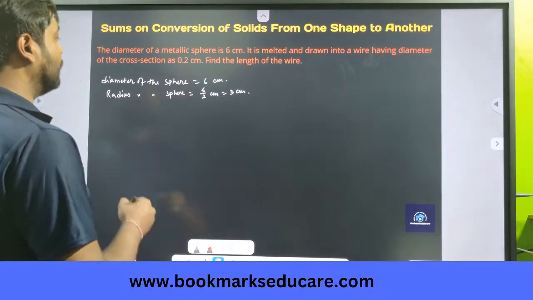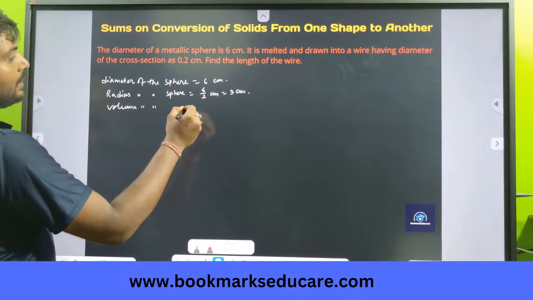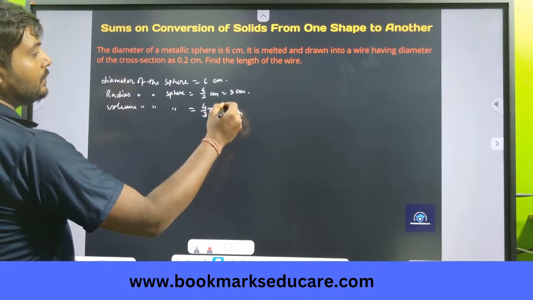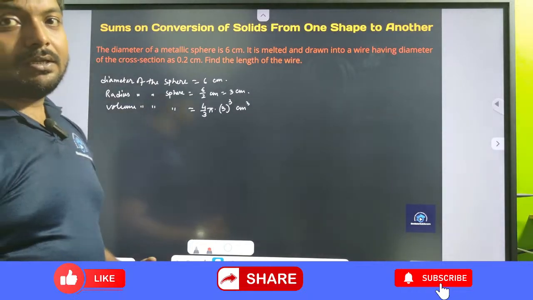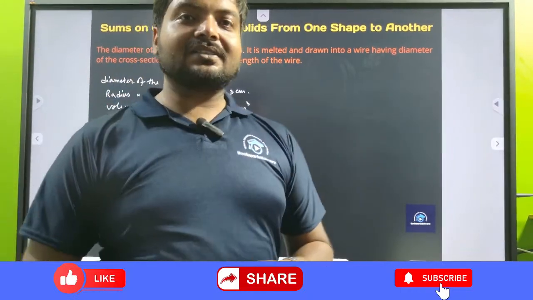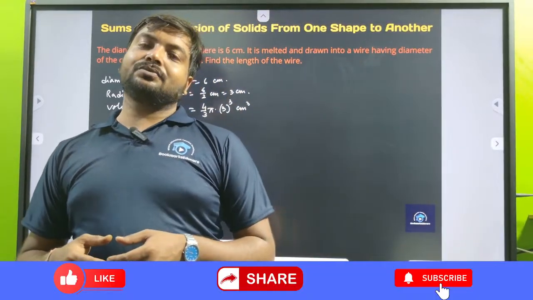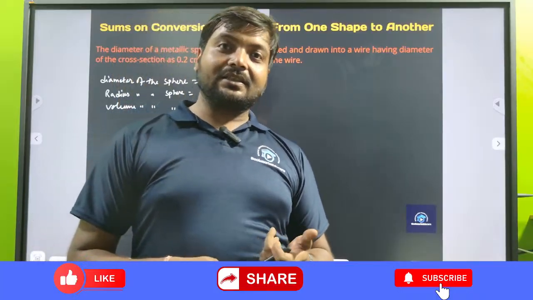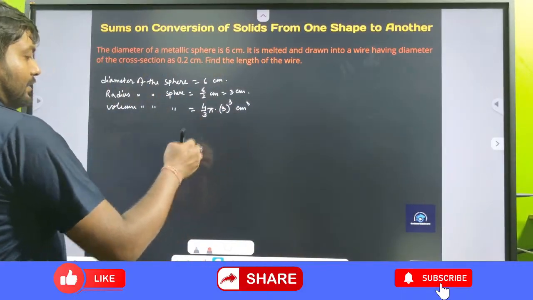And so what will be the volume of the sphere? Volume of the sphere equals 4/3 pi r cube. This is the volume of the sphere. Always remember that volume never changes. If a solid is melted down and recast to another solid, the thing that will remain unchanged is the volume. So we will calculate it later.